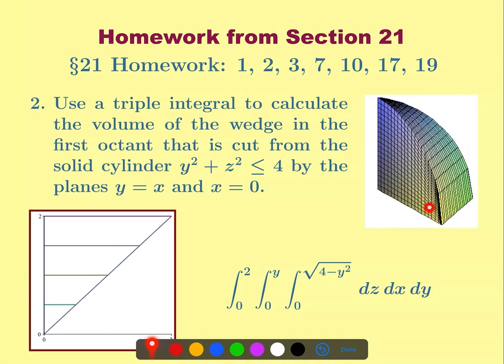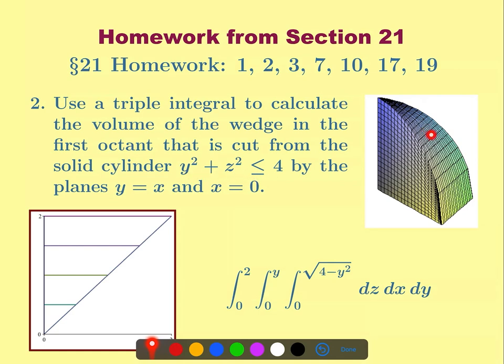The last thing we hit is going to be the cylinder, but the first thing is going to be that triangle. And that triangle is in the plane z equals 0, the xy plane. So we're hitting the xy plane first, where z equals 0, and then we're going straight up and hitting the cylinder, where y squared plus z squared equals 4.